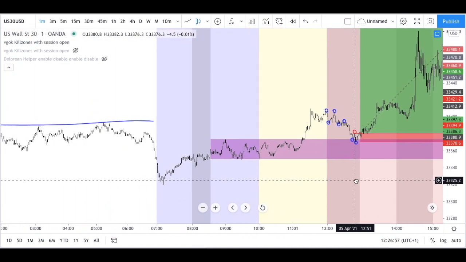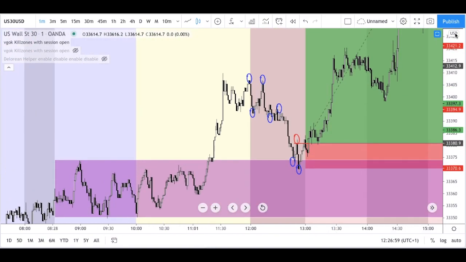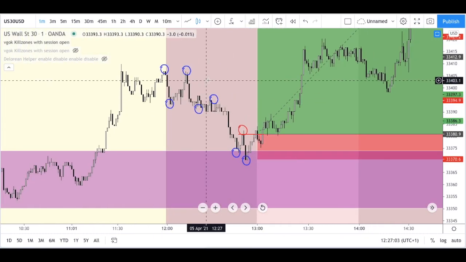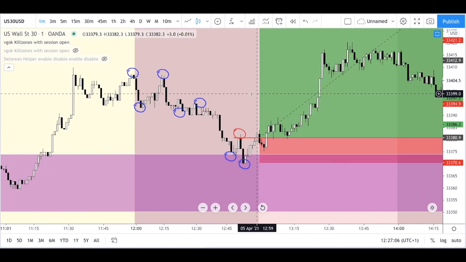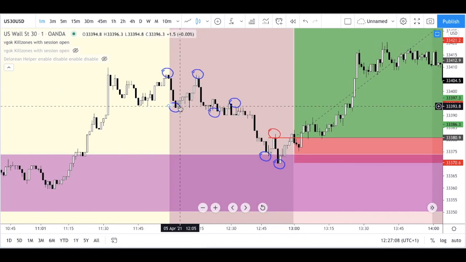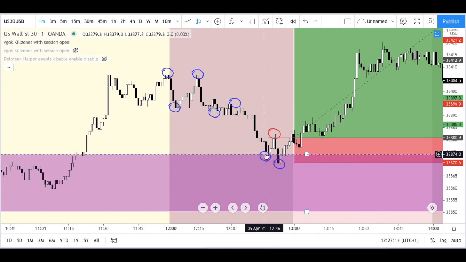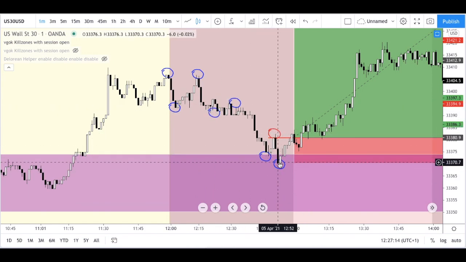So zooming into the actual price, we can see that price is coming back into the zone and it's creating a series of lower highs and lower lows. We have a high, a low, a lower high, a lower low, a lower high, a lower low, a lower high, and a lower low again, punching into our zone.